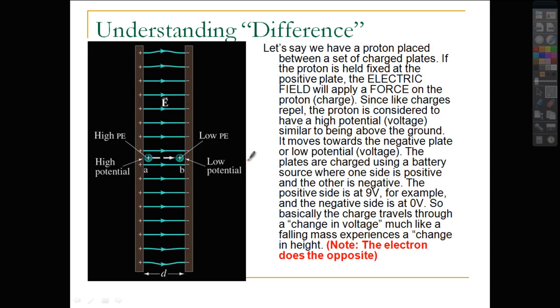So understanding why we say difference. Let's say we have a proton placed between a set of charged plates. So we start it here. Here's our proton, a little positive guy. If the proton is held fixed at the positive plate, the electric field will apply a force on the proton. Since like charges repel, the proton is considered to have a high potential or voltage, similar to being above the ground. So the higher we have something above the ground, the more potential energy it's going to have. The closer a positive charge is to another positive charge, the more potential it's going to have.